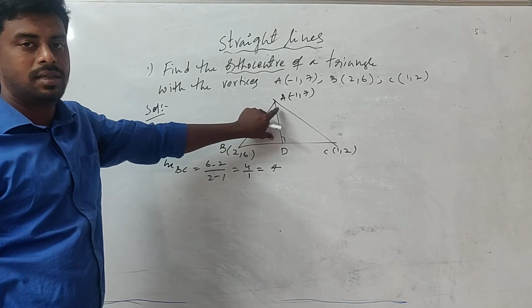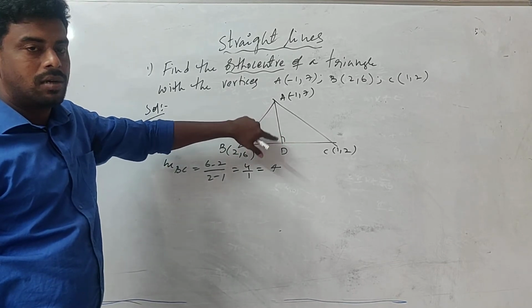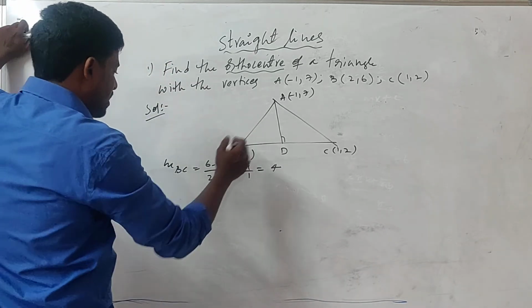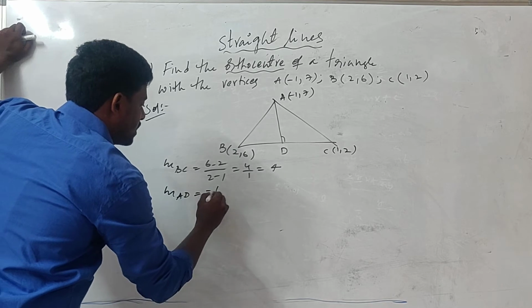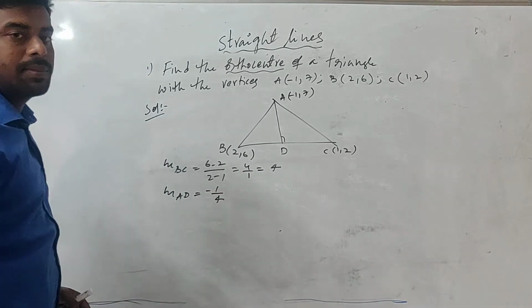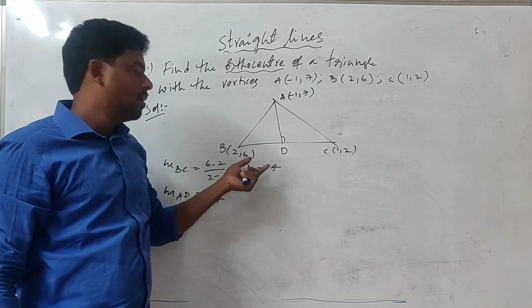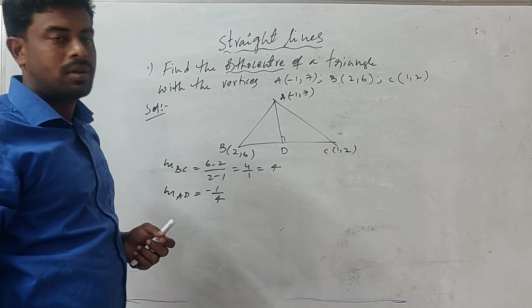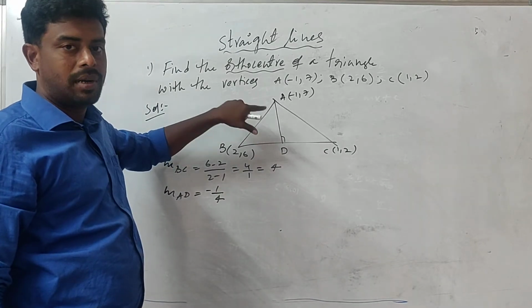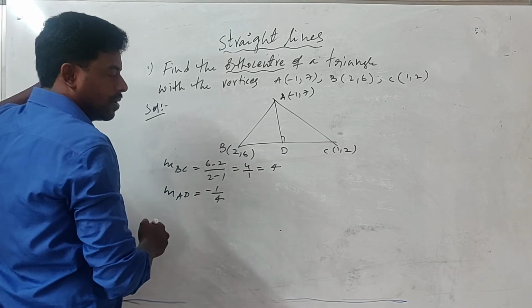But we need the slope of AD. Because these two are perpendicular, the slope of AD will be the reciprocal and negative. When two lines are perpendicular, the product of their slopes is equal to -1. So that's why the slope of AD is equal to -1/4.